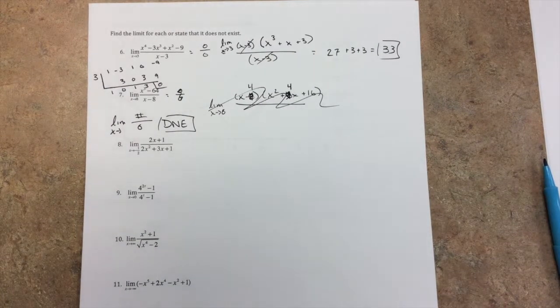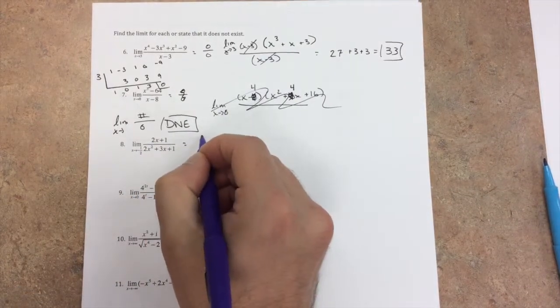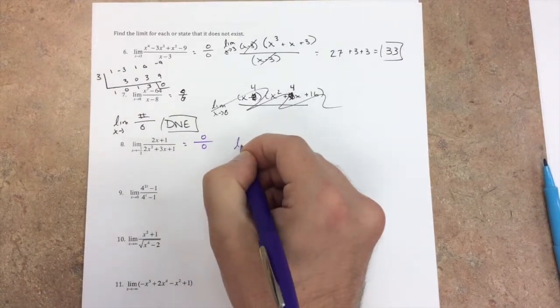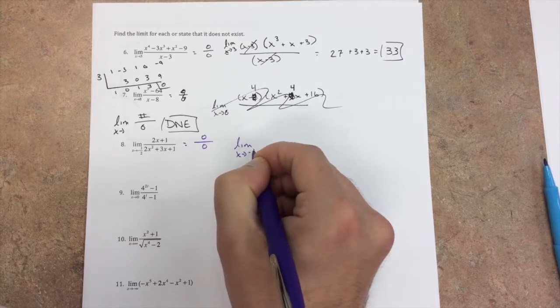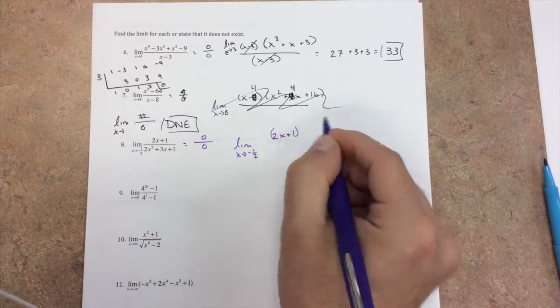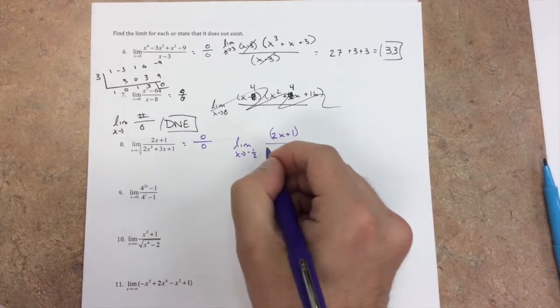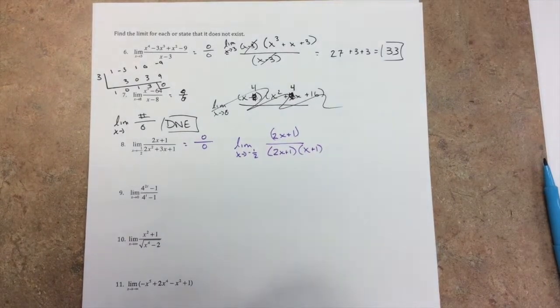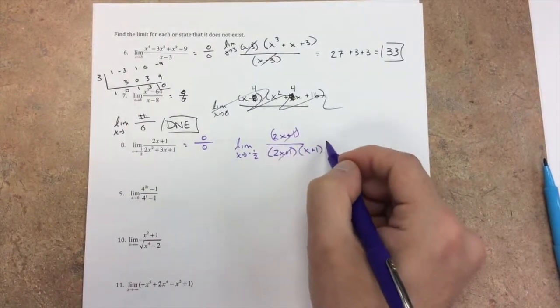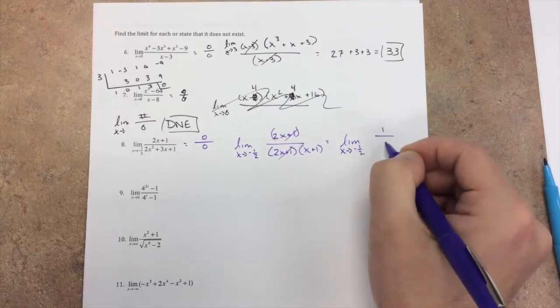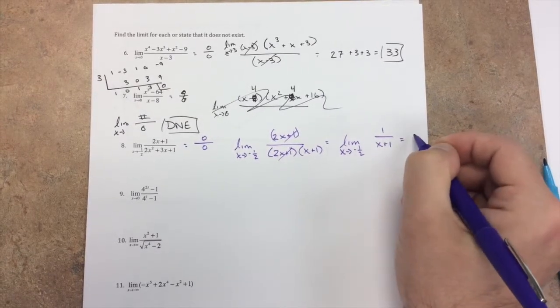Next up, number 8. Let's see if we can do this right this time. We're going to plug in negative 1/2. I get 0 over 0, so now I'm left with doing some work here. The 2x plus 1 will stay the same on top. Now my guess is I can factor this. So this is 2x plus 1 and then x plus 1. Once this is factored, my two things cancel out. I have the limit as x approaches negative 1/2 of 1 over x plus 1, which gives me 2.